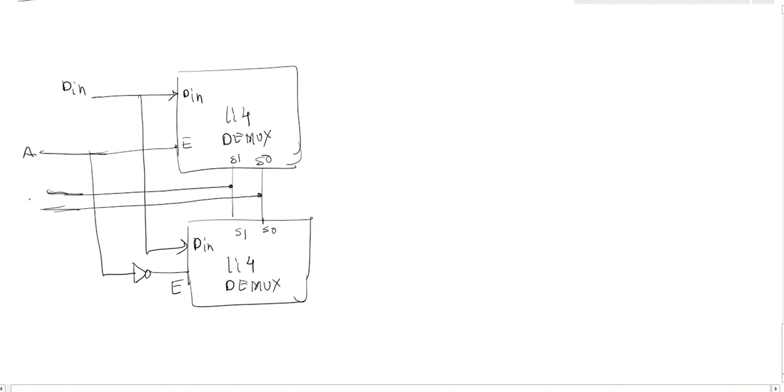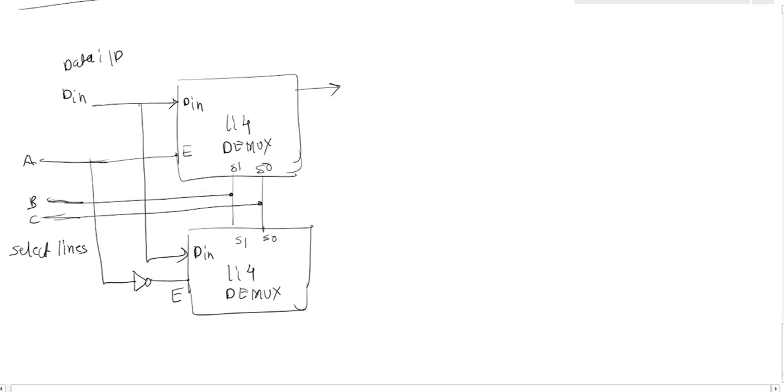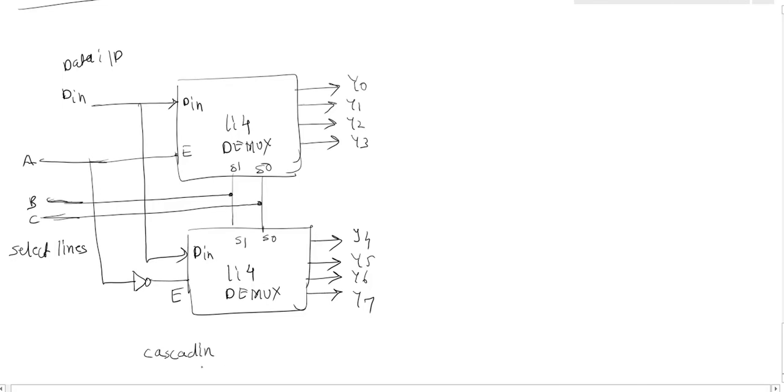Now let's say these are the select lines. These are the select lines. This is the data input, and these are the outputs. Now you have to show the outputs. It is a 1:8 demultiplexer. So one data input is given, three select line inputs are given, and now you have to show the 8 outputs. This is Y0, Y1, Y2, Y3, Y4, Y5, Y6 and Y7. This is the cascading, or you can say the expansion of the demultiplexer.